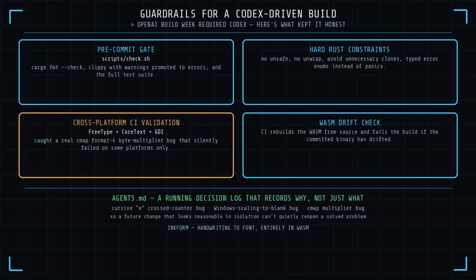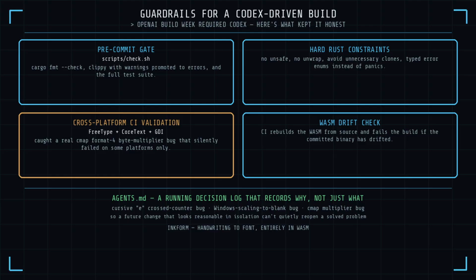Then I had the fact that Rust code had to follow very hard constraints. So no unsafe Rust here, no unwrap. I told it to avoid unnecessary clones, typed error enums instead of stringly typed errors or panics. And here, the CI just doesn't parse the generated font with one library and call it done. It validates a deterministic generated TTF against 3 independent native platform parsers. So you have FreeType on Linux, you have CoreText on macOS, and you have GDI on Windows.